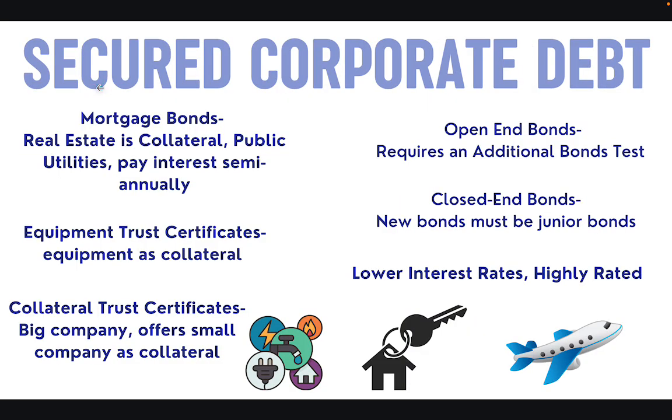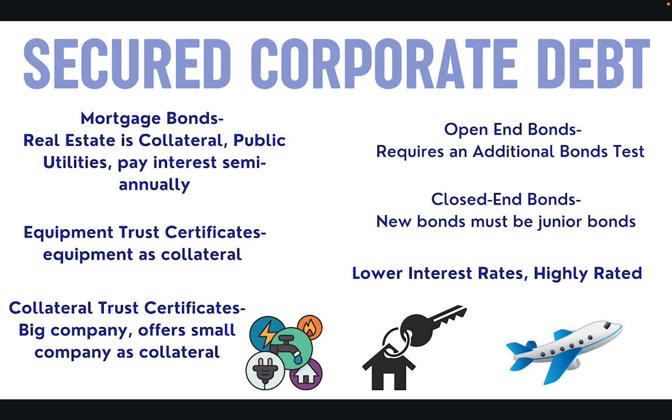Okay, so first of all, secured corporate debt. If you have a secured debt, you're essentially saying, listen, if this debt isn't paid, then we get to take or collect this item from you. And so mortgage bonds are a type of secured debt. The real estate is the collateral, or you've got public utilities, and these mortgage bonds pay interest semi-annually. That is important to know.